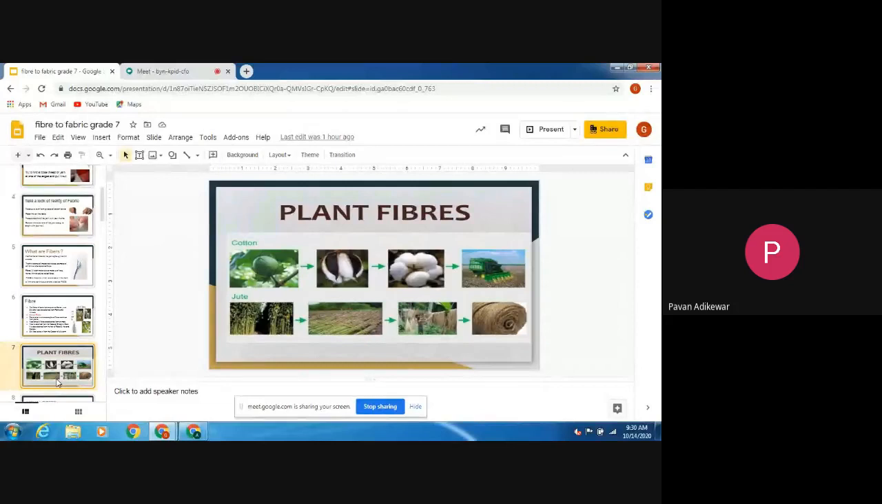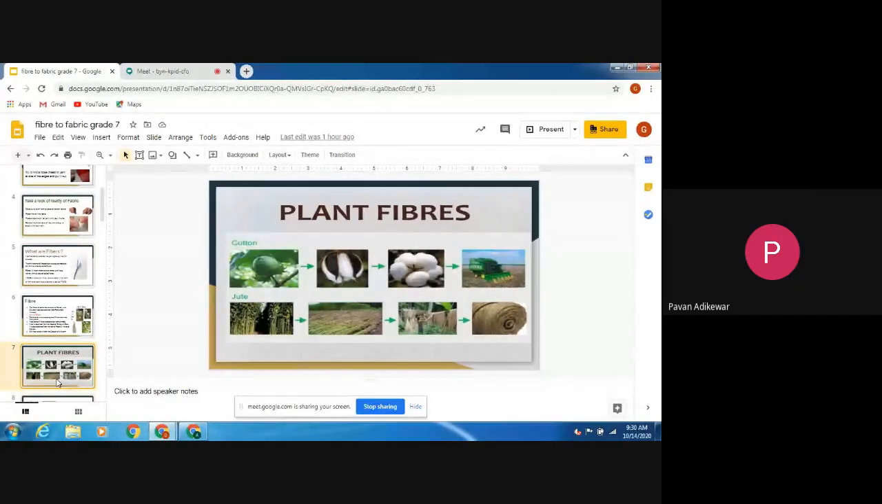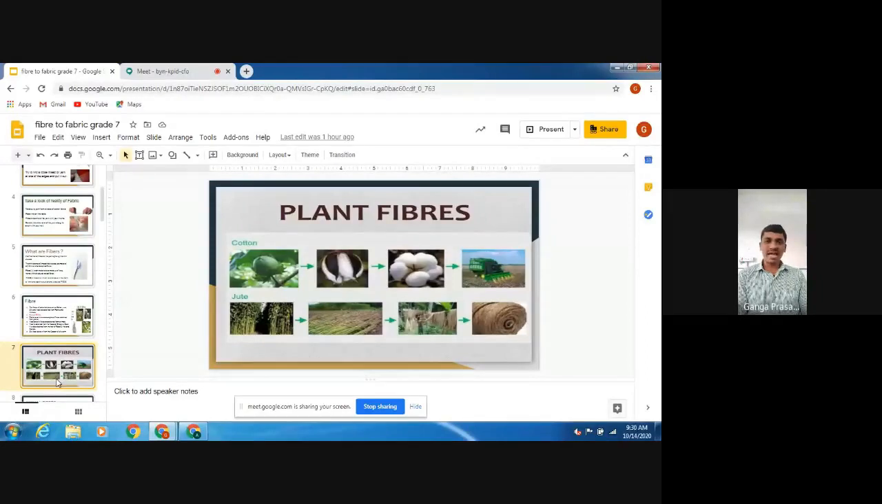Sir, I have a doubt. Yes, Pavan. Sir, will this cotton plant grow in red soil also? See, it will grow, but the yield may be more or less.